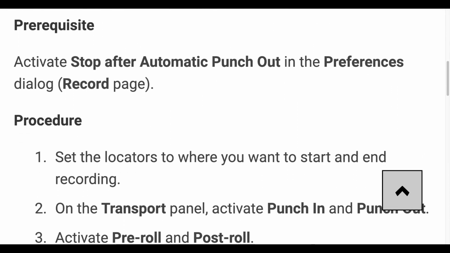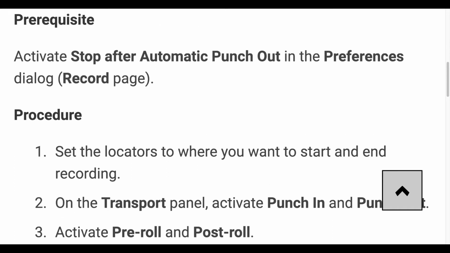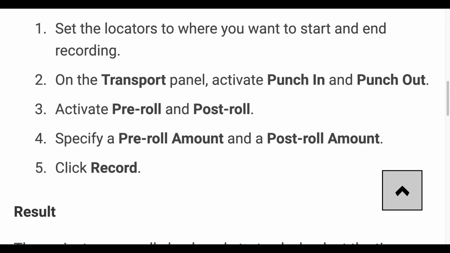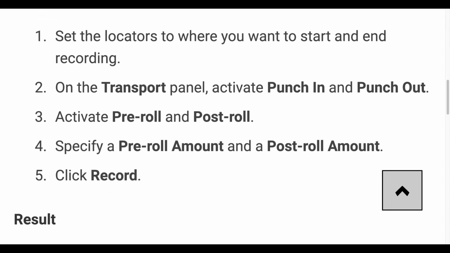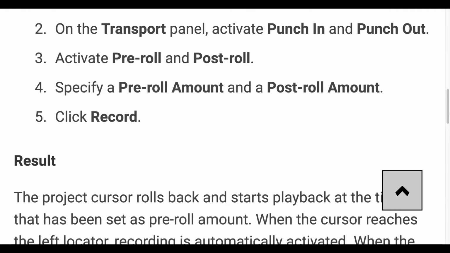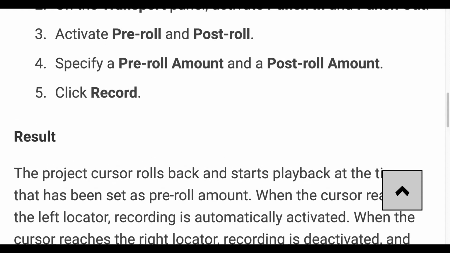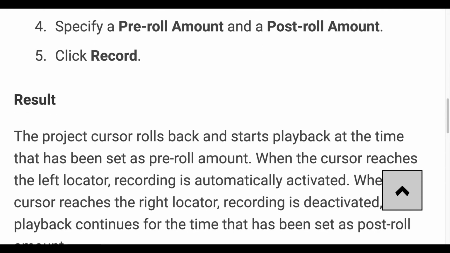Prerequisite: activate Stop after automatic punch out in the Preferences dialog, Record page. Procedure. Set the locators to where you want to start and end recording. On the transport panel, activate punch in and punch out. Activate pre-roll and post-roll. Specify a pre-roll amount and a post-roll amount.